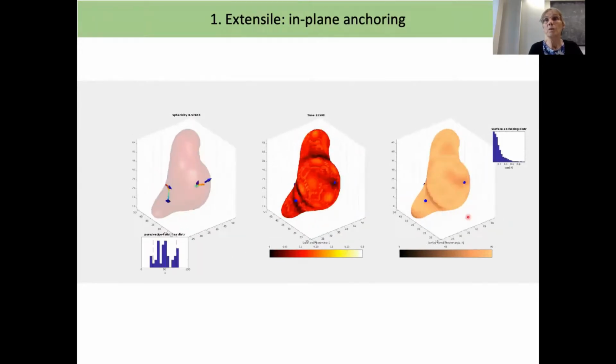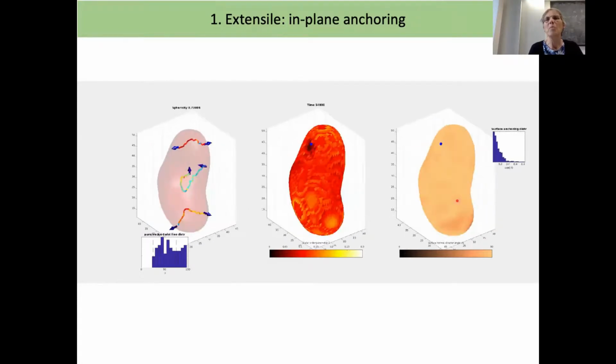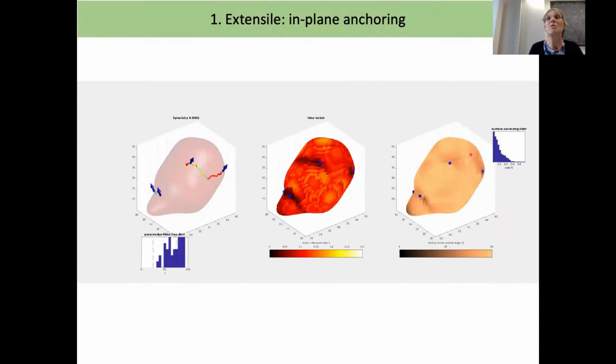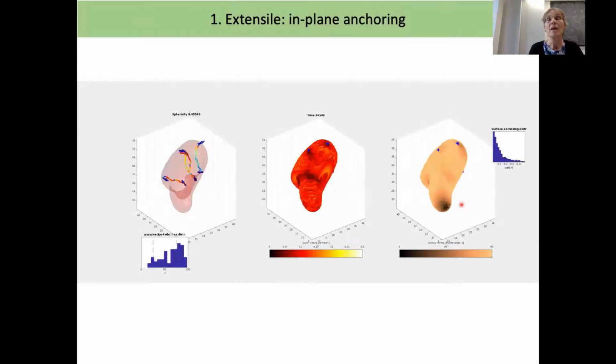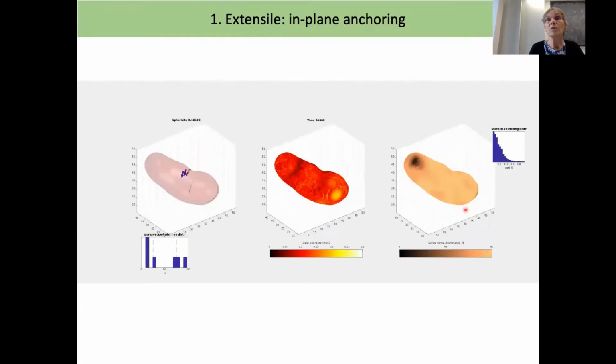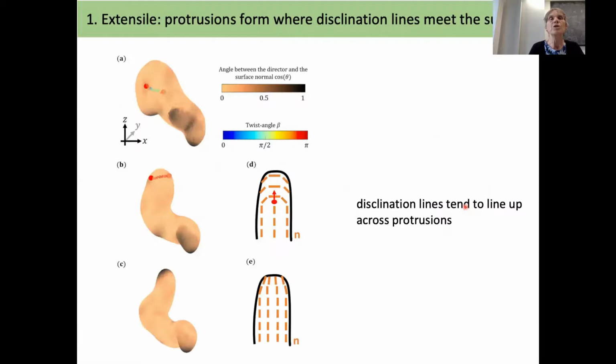Arms are formed. They're not very good arms, and this is just a computational problem that we have a diffuse interface, so it's hard to get very narrow arms and good resolution. But we can show that the arms form at disclination lines. What happens is that you get disclination lines forming across one of these arms.